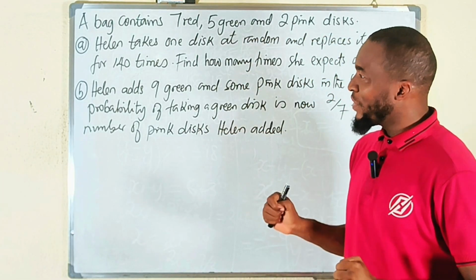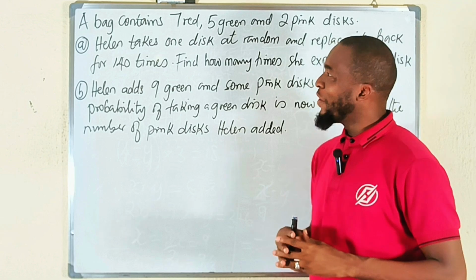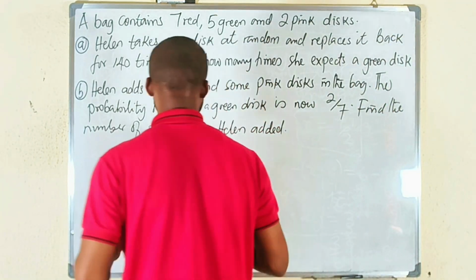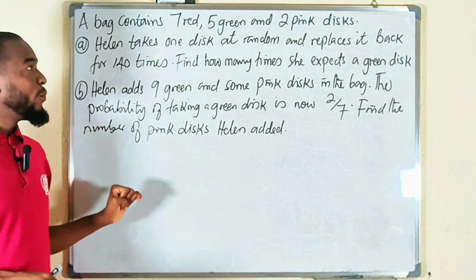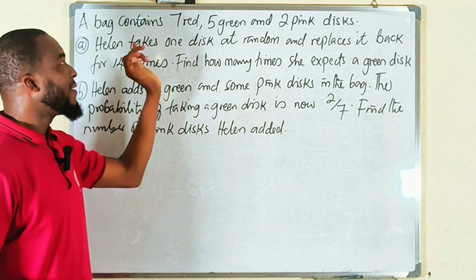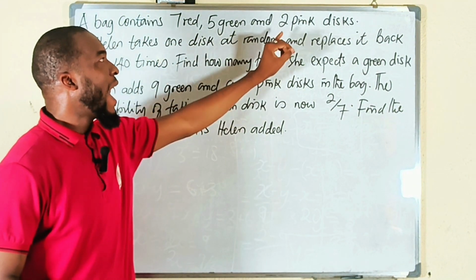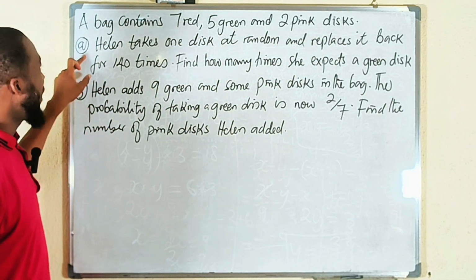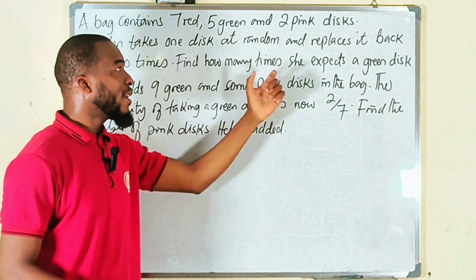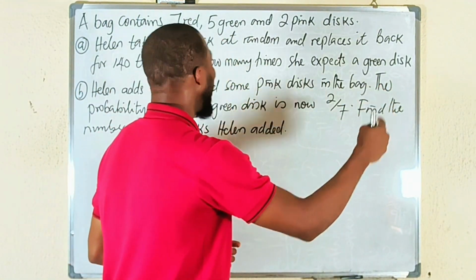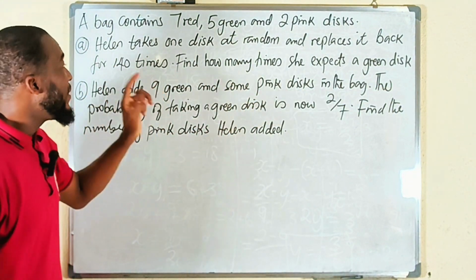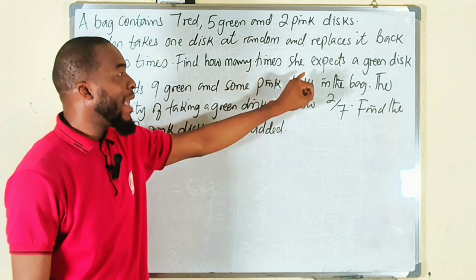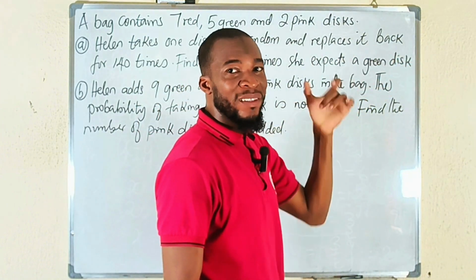Here is a very interesting probability question. Though I am not sure whether this space will be enough for me to solve this problem, but let's just get started. The question reads, a bag contains 7 red, 5 green, and 2 pink discs. Helen, this is the first question. Helen takes 1 disc at random and replaces it back for 140 times. Find how many times she expects a green disc.